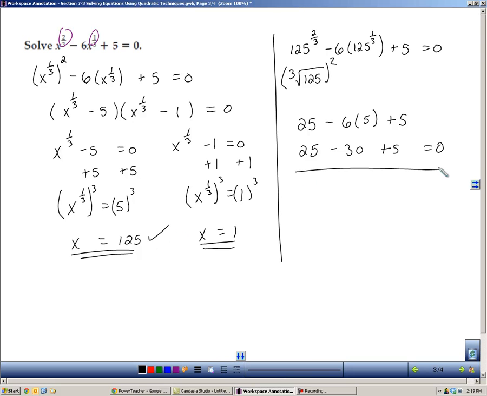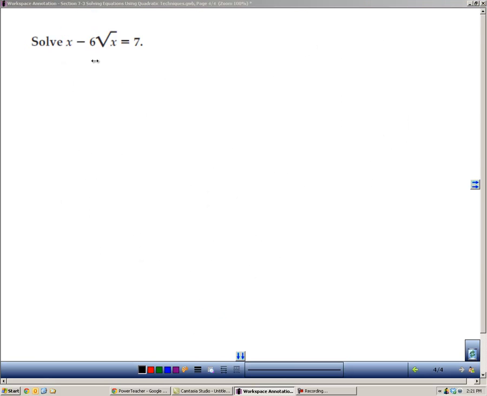That works. Now I'm going to plug the 1 in and do the same thing. Well, 1 to any power is just 1. So 1 minus 6 plus 5, that easily equals 0 also. So I'm going to write my two solutions this way. 1 and 125.